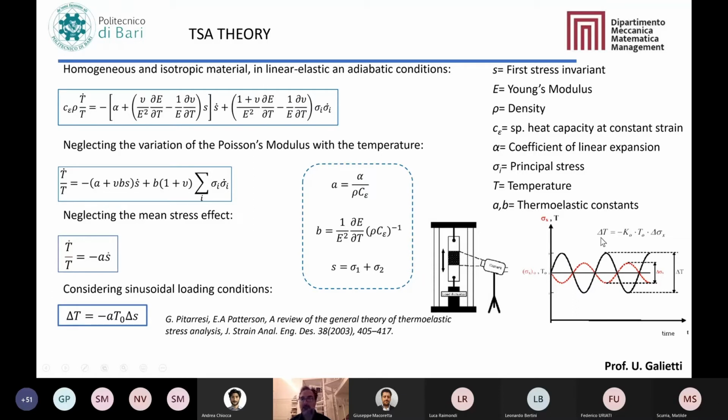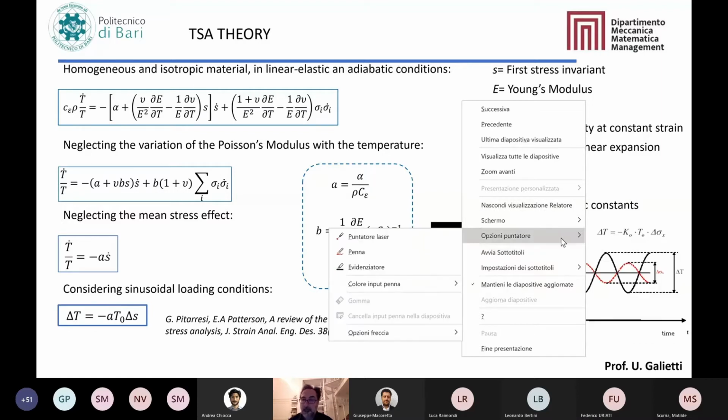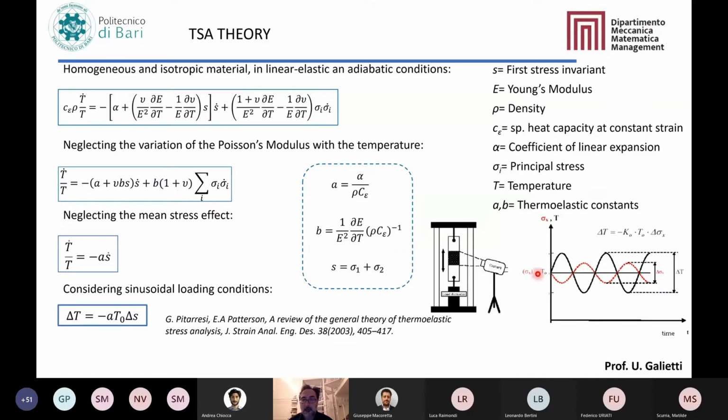Temperature variation. Maybe you don't see my mouse. Okay. The temperature variation that we obtain during loading is related to the load. Actually, there is a minus sign because if we compress the solid, then we heat up the solid. When we dilate the solid, actually we are cooling it down.